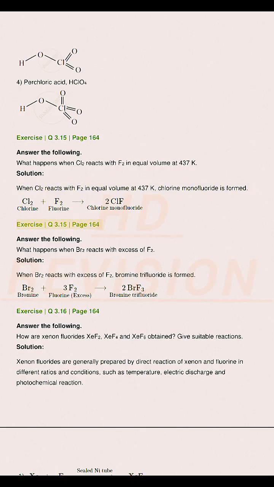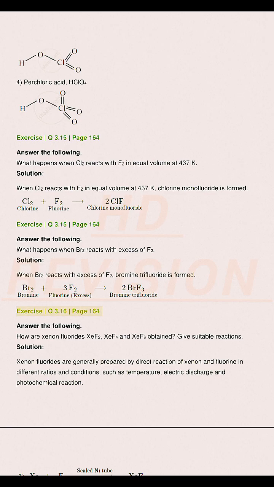Exercise Q3.15, page 164. Answer the following. What happens when Br2 reacts with excess of F2? Solution. When Br2 reacts with excess of F2, bromine trifluoride is formed.